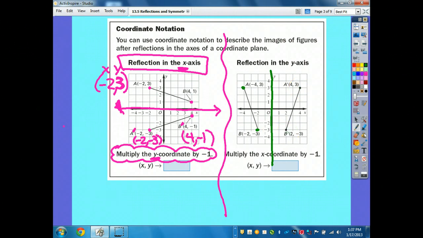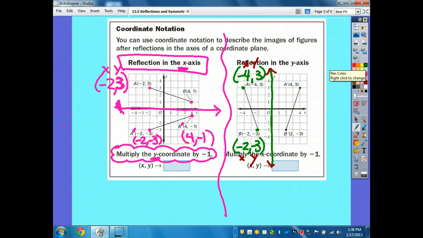Now what do we need to change? Up here's our original. We have a -4 and 3. And down here's my original, -2, -3. What do I need to change? My x and my y. I'm reflecting it in the y-axis. So I should ask you first, I'm reflecting it in the y-axis, which one stays the same?